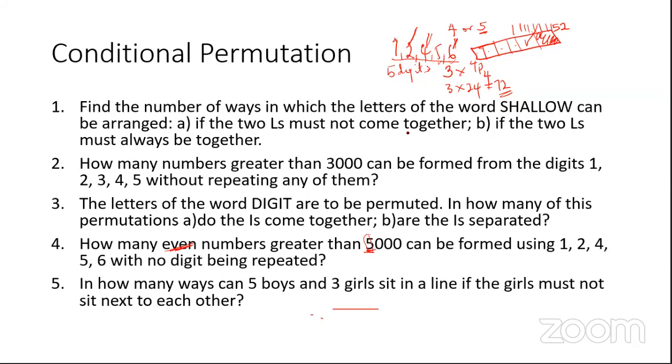Now, for a 4-digit number, it is double barrel. I need to consider what will be at the beginning. I also need to consider what will be at the end.